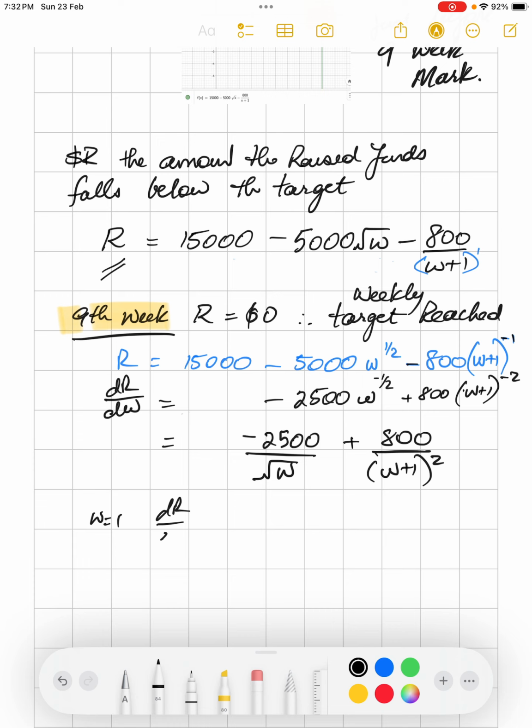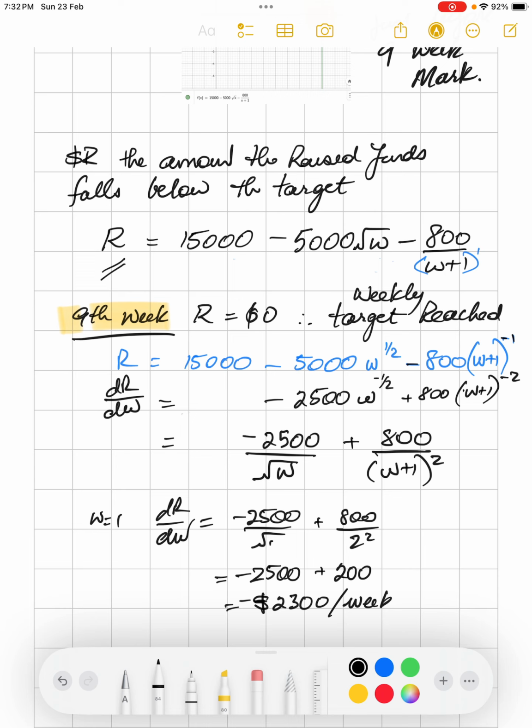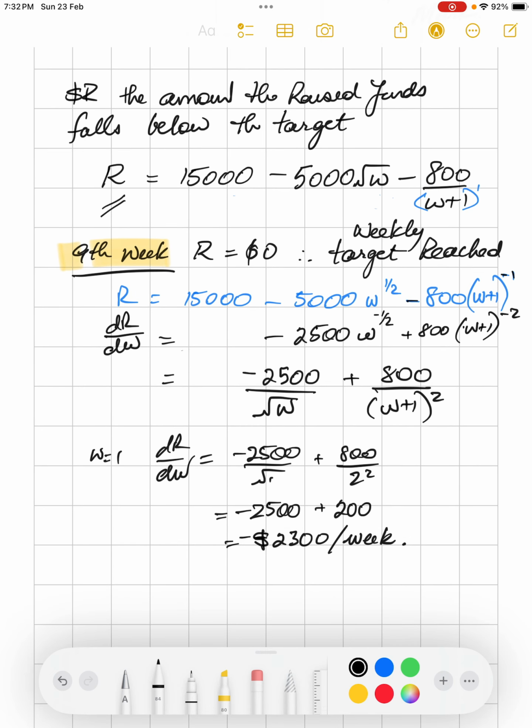So dR/dW equals negative 2500 over square root of 1, plus 800 over 1 plus 1, which is 2 squared. So it's negative 2500 plus 800 divided by 4 is 200. So we've got our rate of change is negative $2,300 per week shortfall. We're shortfalling by $2,300 in week 1. So we're only making like 12,700. Week 3, what's our shortfall?